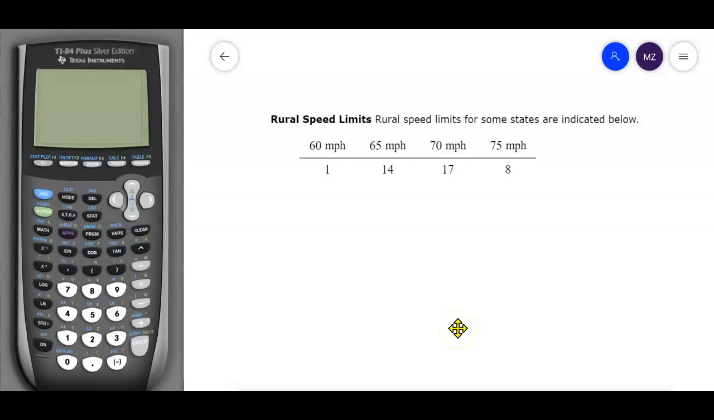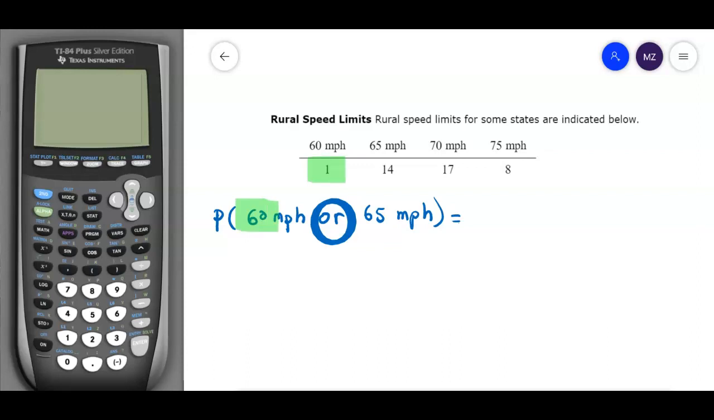Let's go to the whiteboard. Okay, so this is our table, and the first question is asking what the probability is that it is either 60 miles per hour or 65 miles per hour. For this question, we have the OR statement. What is the meaning of the OR statement? We have only one state at 60 miles per hour, and at 65 miles per hour, we have 14 states.